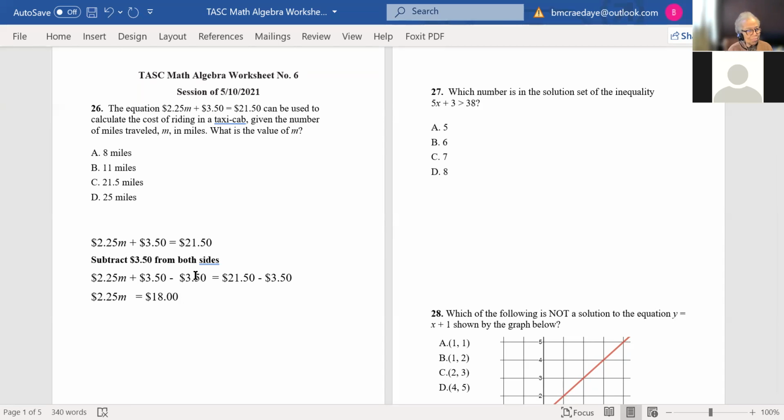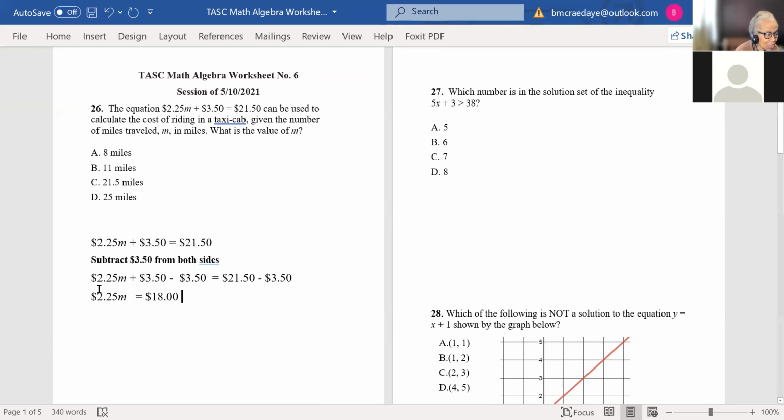Then we got to sidetrack again, right? What do you do? Sidetrack. No. 225M is what operation? That's a multiplication. Division. Yes, so what are you going to divide by? 225. That's exactly right, Maureen. So do that.